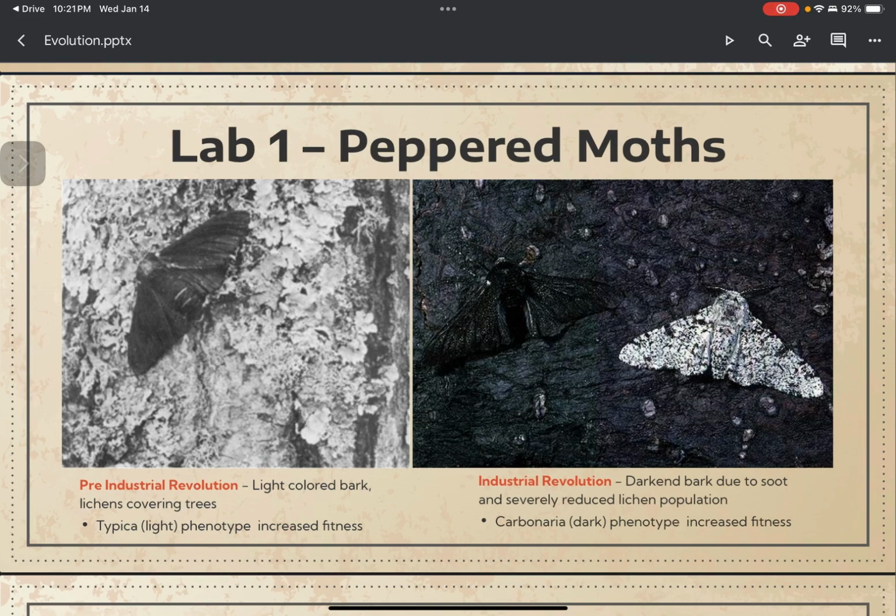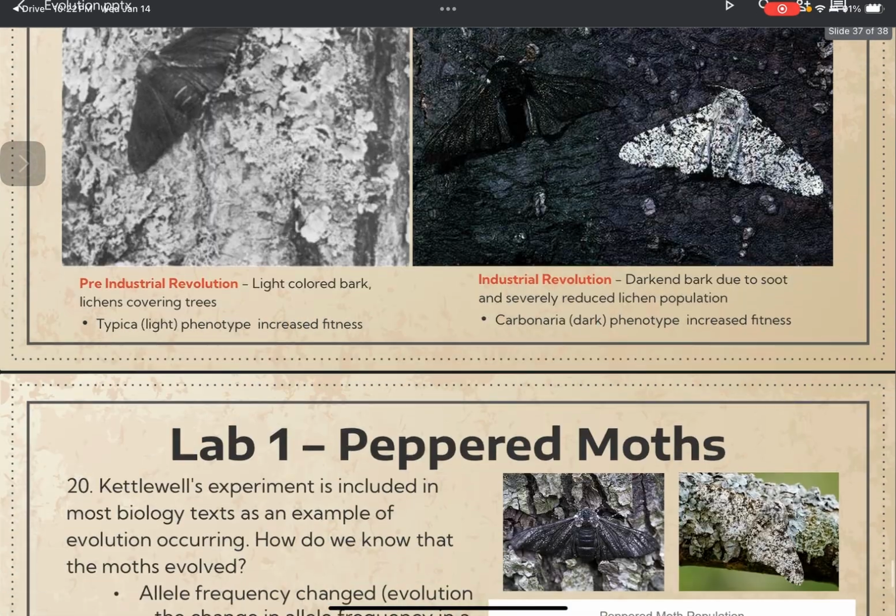Now on the right hand side, we have the Industrial Revolution. The smoke, the coal, the pollution that came from the Industrial Revolution darkened the bark on the trees due to the soot. And so that reduced the lichen population, making the trees darker. Now we have the Carbonaria, the dark phenotype, and that had increased fitness because they blended in with the darker trees, and the lighter ones stood out and were eaten more by the predators.